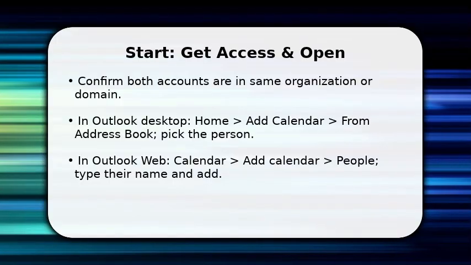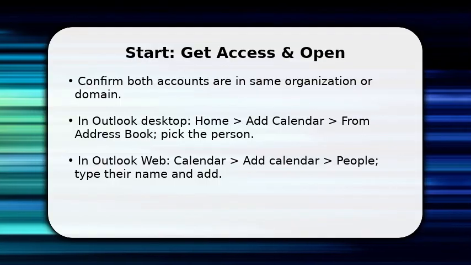You start by confirming you have or can request calendar access. Without permission, you can't view details. Once confirmed, open Outlook desktop.